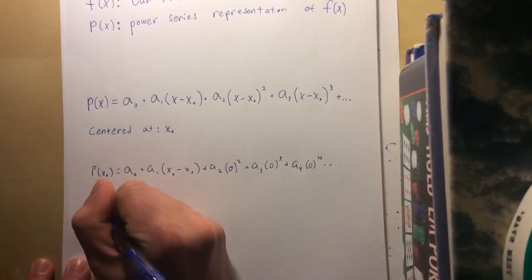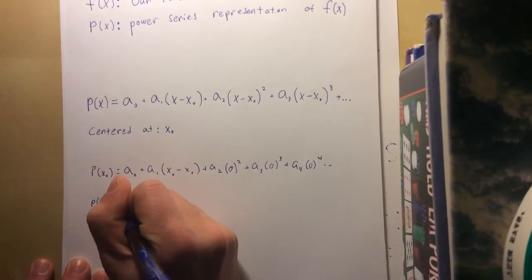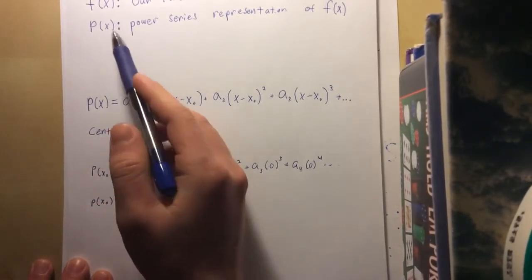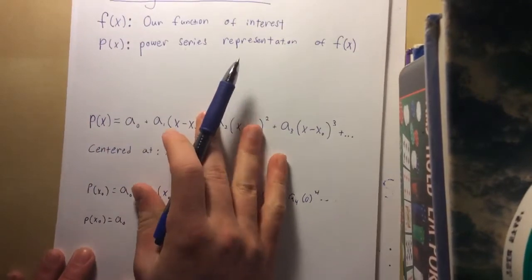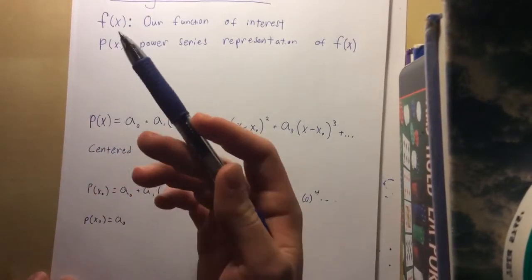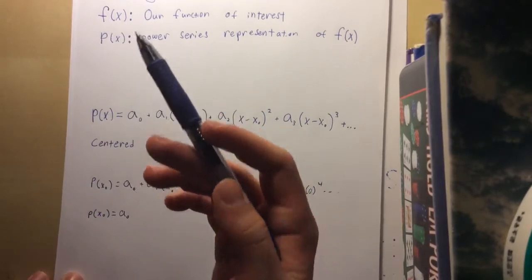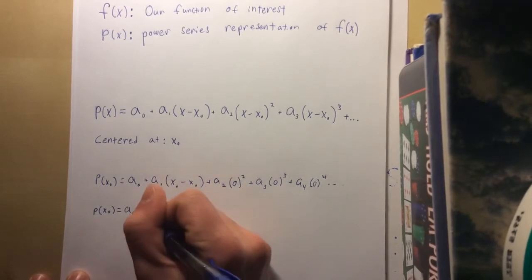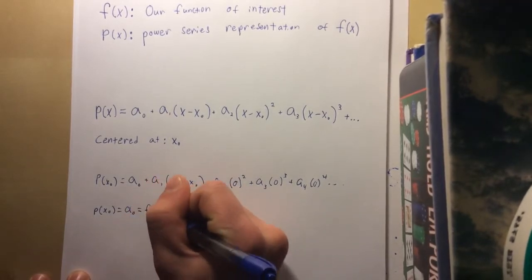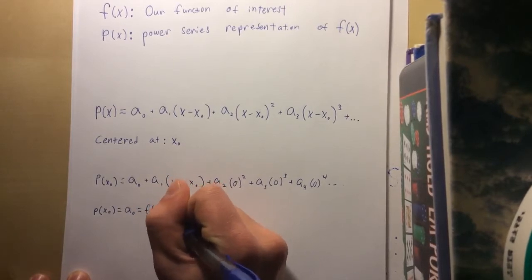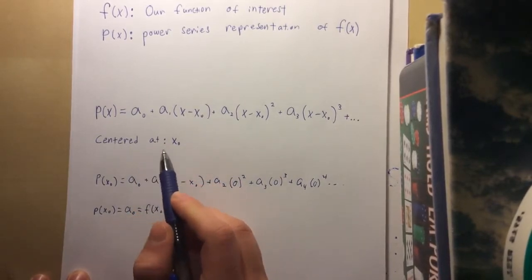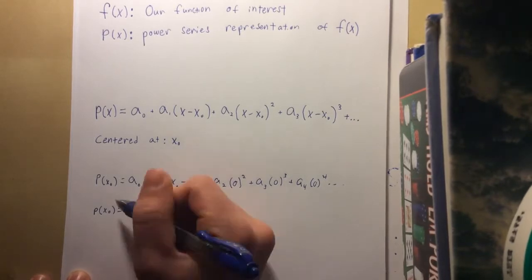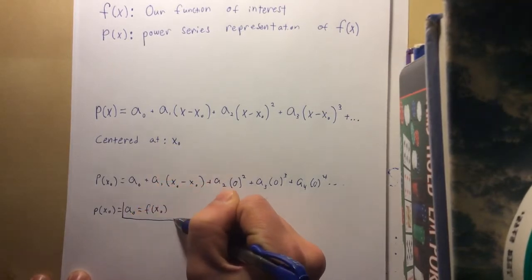So p of x naught is just going to be our first constant. And remember that p of x is equal to f of x, because p of x is just a representation of f of x, so they're supposed to be the same. So our first constant is just going to equal the value of our function at where we're centering it. So our first constant is equal to f of x naught.